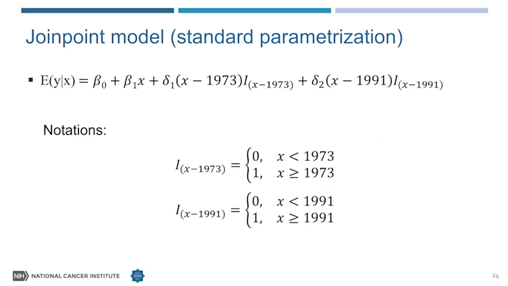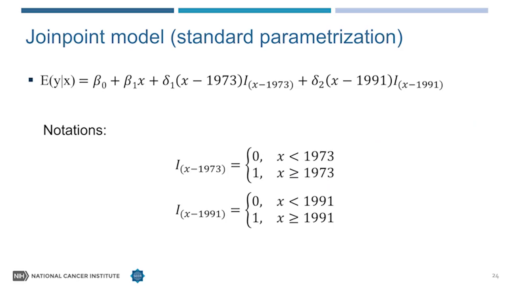The other form is called standard parameterization, which can be written as one equation like this. It starts with the first segment beta 0 plus beta 1 x, and then add to the slope by the amount of delta 1 at the first joint point 1973 for the second segment. And finally, add to the slope by the amount of delta 2 at the second joint point 1991 for the third segment.